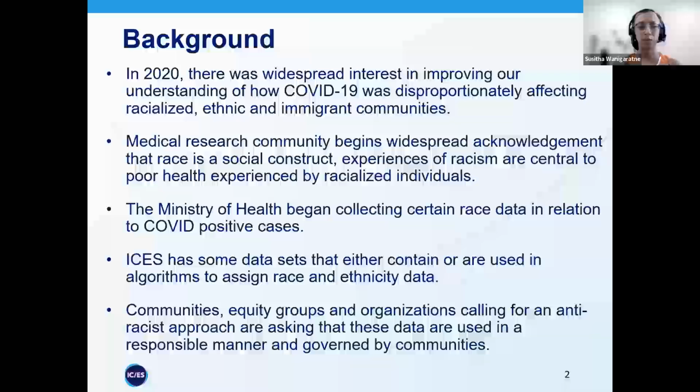So basically, with this greater awareness and the gravity of what was going on in relation to the pandemic and the impact that we were seeing, there were many community groups and equity groups and organizations in Ontario that really began calling for anti-racist approaches to the use of race and ethnicity data. They also emphasized the responsible use of these data and its governance by communities. And some of these calls were directly for ICES to address as well.